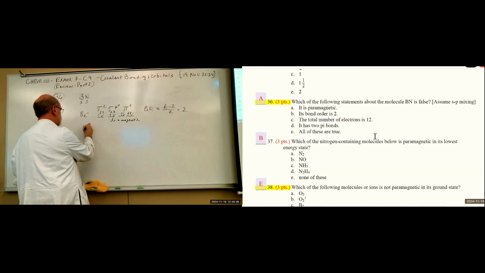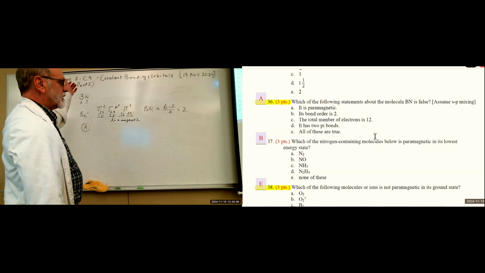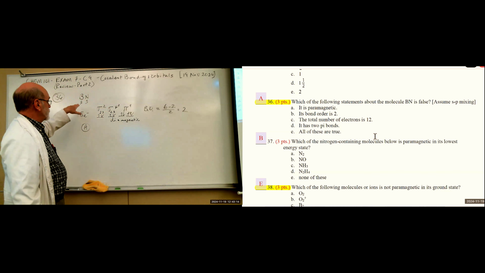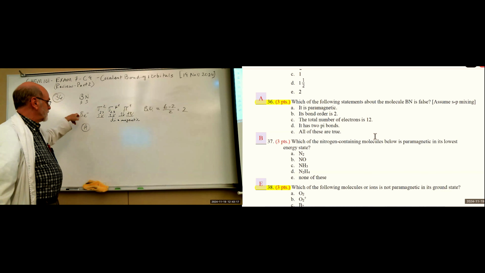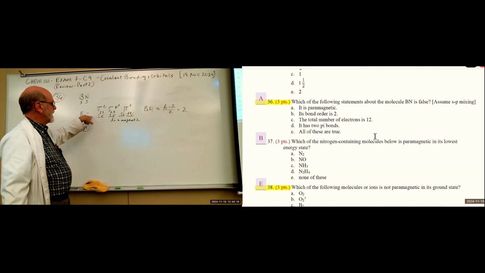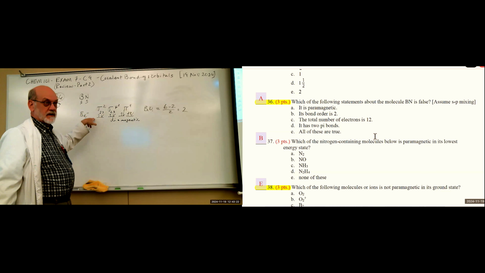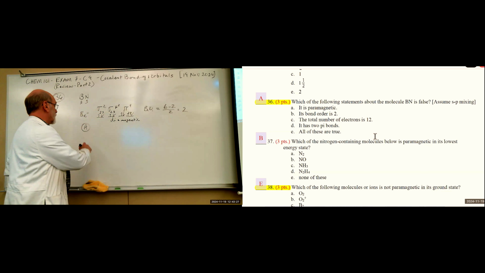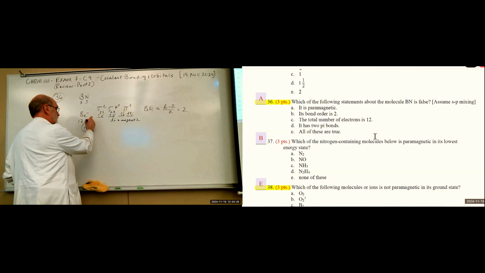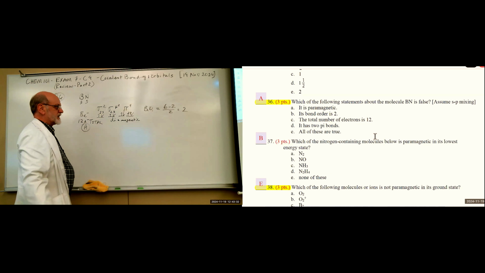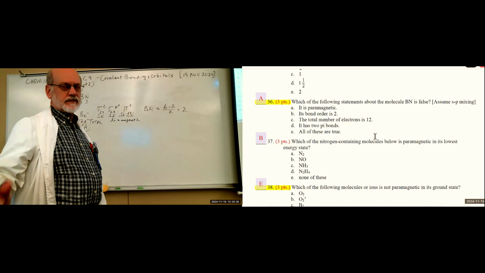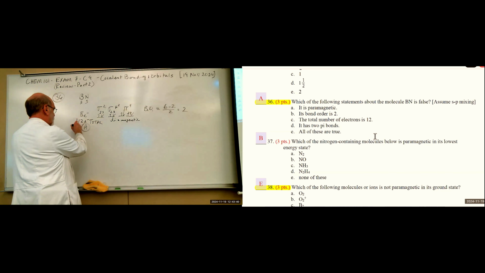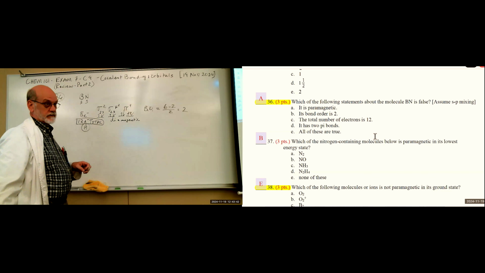Right? So A is false. Total number of electrons: we only used 8 of them. But there's a sigma 1s and a sigma star 1s with 4 electrons: 2, 2, and 2. Right, so a total of 12 electrons is true. We typically only use the valence electrons because it's easier to do, but with a question like that, we have to be careful. There are actually 12 electrons.